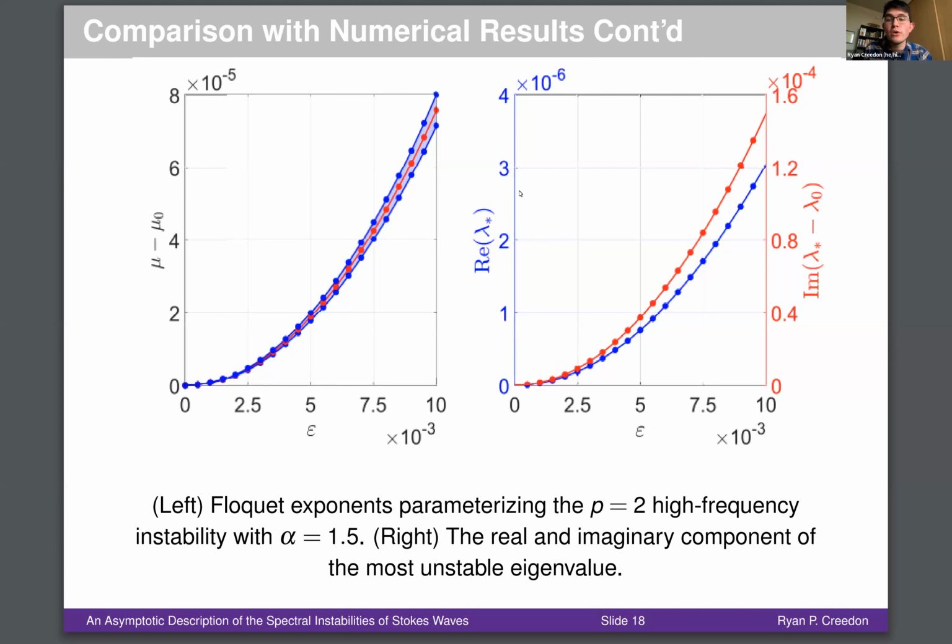What you're looking at in the figure on the right in blue is the real part of the most unstable eigenvalue as a function of epsilon, and the imaginary component in red as a function of epsilon, of that most unstable eigenvalue. Again, the dots are numerical results and the curves are asymptotic results. So it looks like things are working quite well for us.